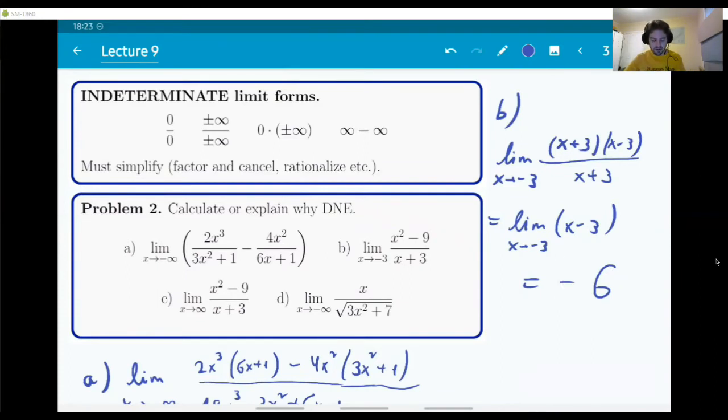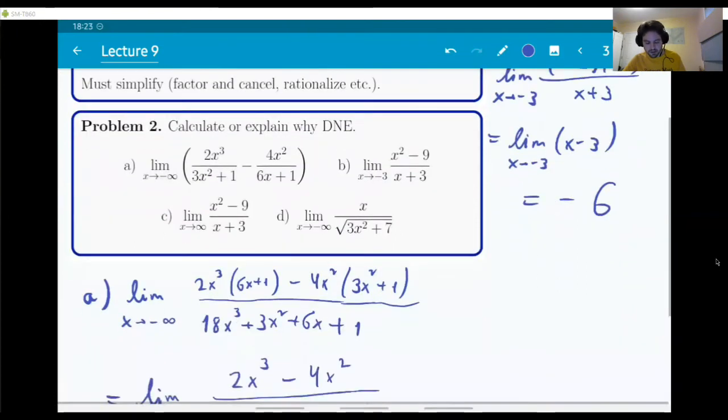Look at item C now. It's the same function, but what changed was the location of the limit. It's now a limit at infinity. It's x squared minus 9 over x plus 3. Fits in here.